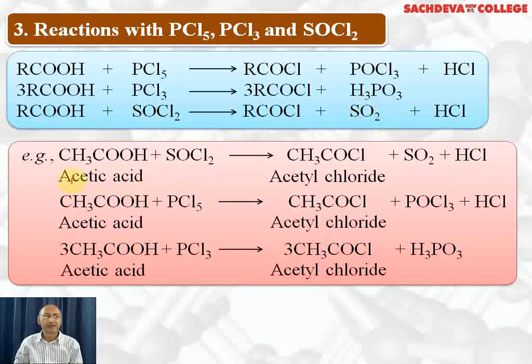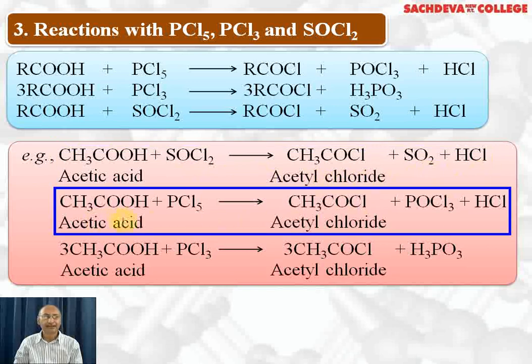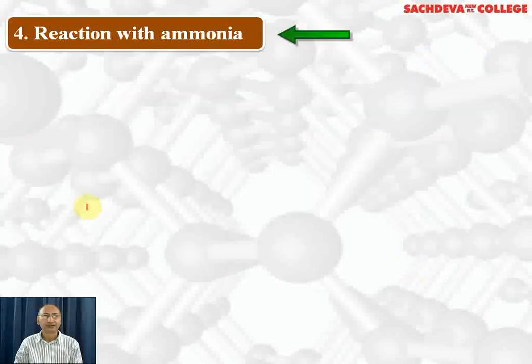Let's take up examples. Acetic acid reacts with thionyl chloride to give acetyl chloride plus SO2 plus HCl. Acetic acid when it reacts with PCl5, we get acetyl chloride plus POCl3 plus HCl. 3 moles of acetic acid when they react with PCl3, we get 3 moles of acetyl chloride plus phosphorus acid, that is H3PO3.